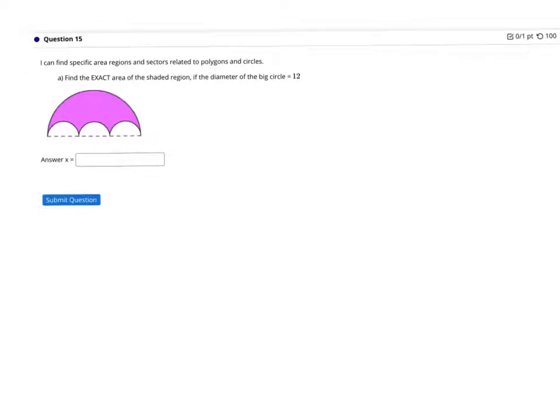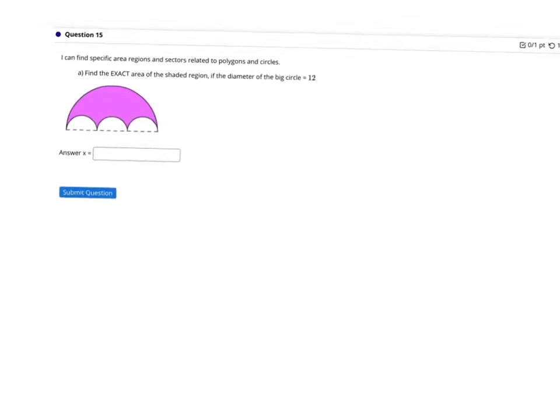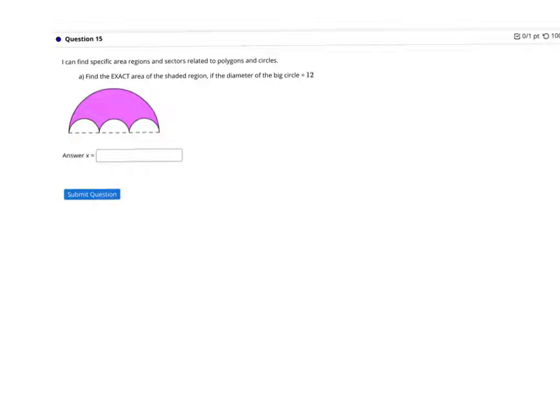Hi again, and we're taking another look at a target packet question, number 15 this time. We're going to try and find the exact area of the shaded region if the diameter of the big circle is 12. A couple of things going on here. First of all, if we want to find the exact value, that means that pi is going to have to be in my final answer.